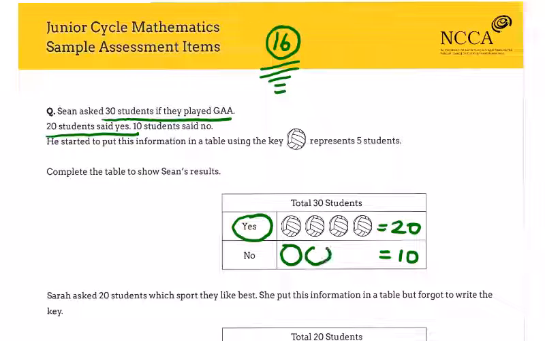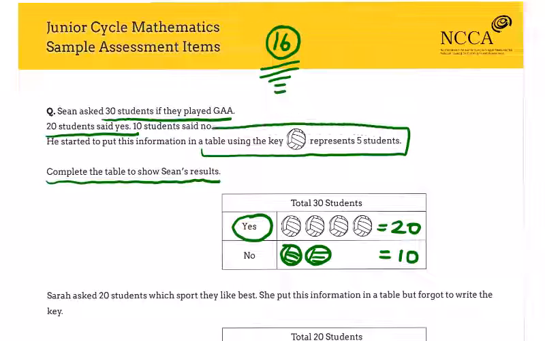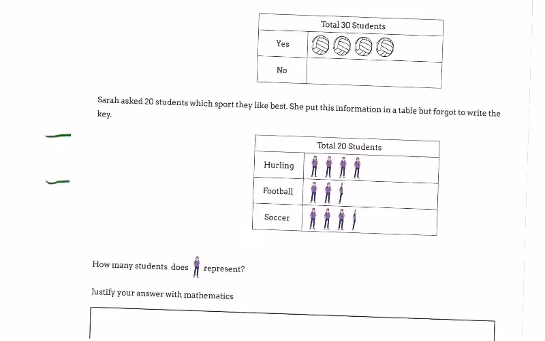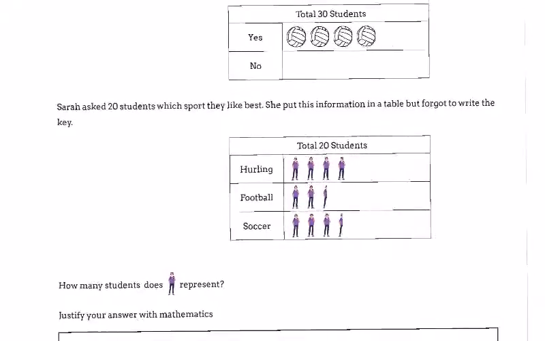They're not looking for you to do an artistic piece of work, but you could probably put a few lines across it without stressing yourself out too much. Make it look like a football. And you were asked to complete the table to show Sean's results. And you were told, if I had read the question, which I probably should, that a football represents 5 students. So 10 would obviously be 2 footballs. So you have your 2 footballs.